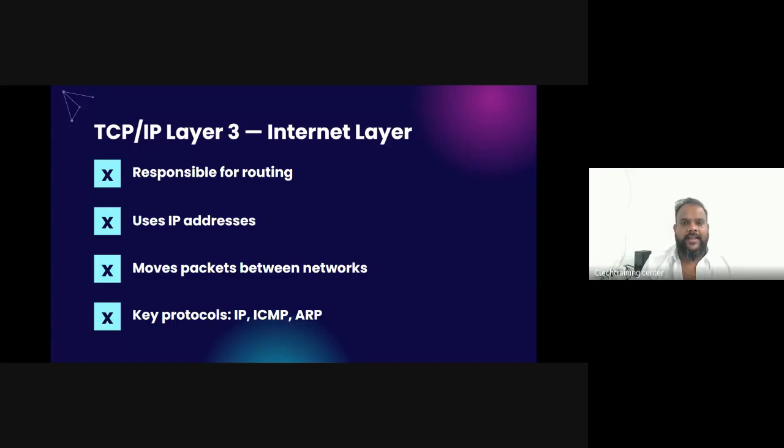ICMP is used by ping and traceroute. So ICMP is another protocol as well. We use it to make sure whether a computer is online or offline. And I'll show you guys what I mean by that with a live demonstration. Just give me a couple of minutes and I'll show you. There are some things that we'll go over in this class as well. This is the layer that makes the internet possible. Routers operate here. So even in the TCP/IP model, the router operates in layer 3. Okay. It is responsible for routing, uses IP addresses, and moves packets between devices. The key protocols are IP, ICMP, and ARP.